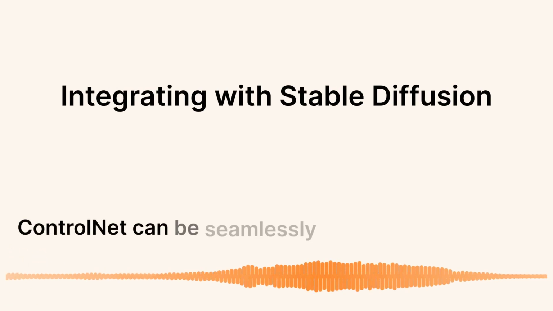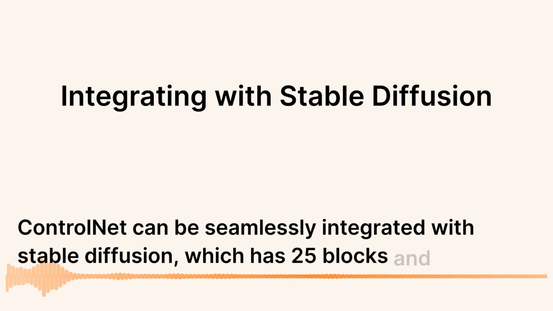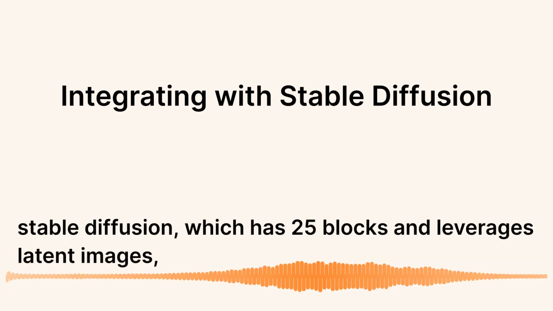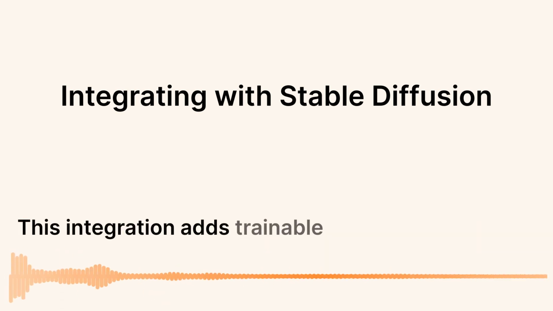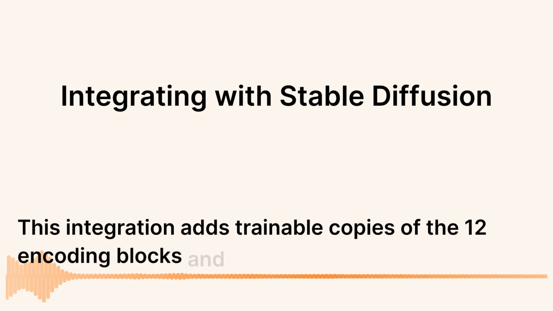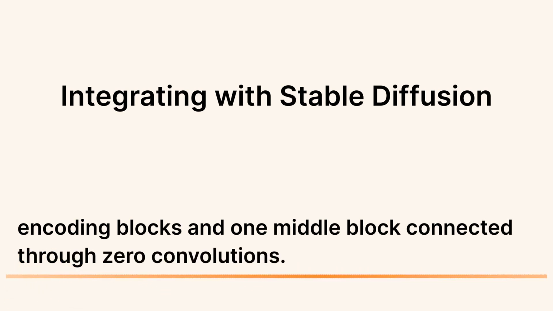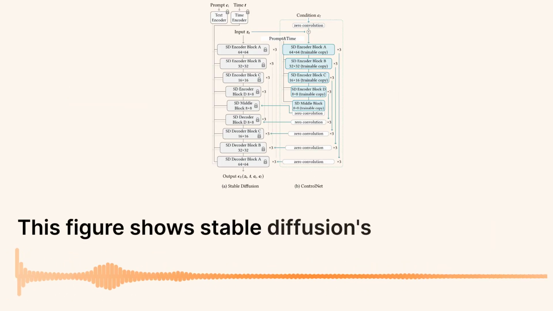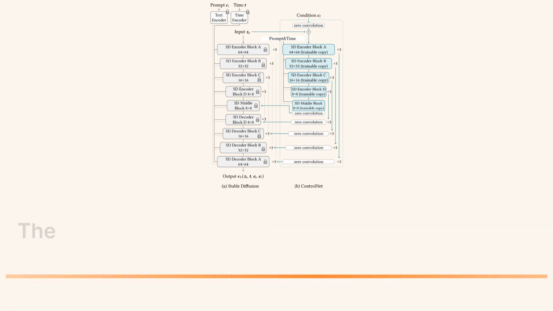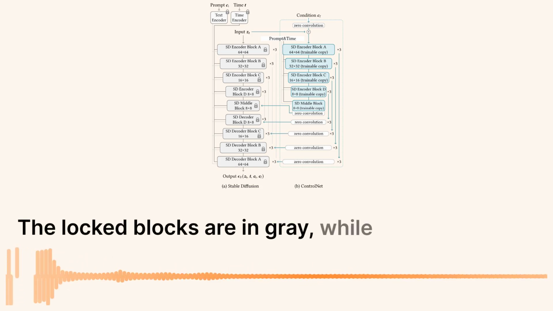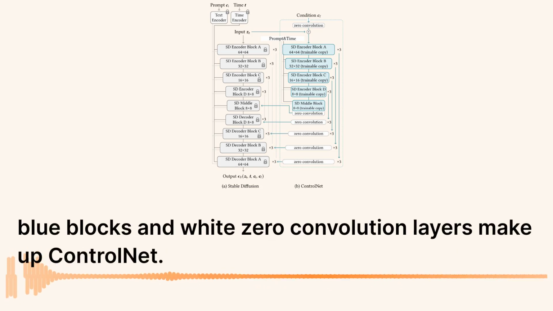ControlNet can be seamlessly integrated with Stable Diffusion, which has 25 blocks and leverages latent images, reducing computation cost. This integration adds trainable copies of the 12 encoding blocks and one middle block, connected through zero convolutions. This figure shows Stable Diffusion's architecture augmented with ControlNet. The locked blocks are in gray, while the trainable blue blocks and white zero convolution layers make up ControlNet.